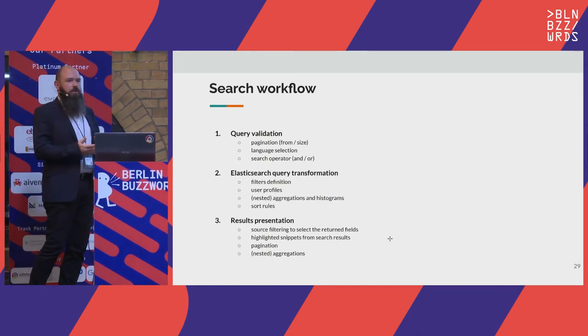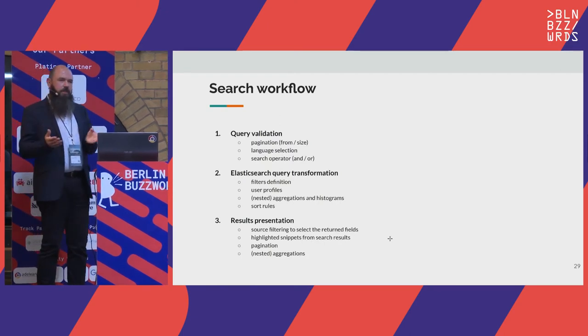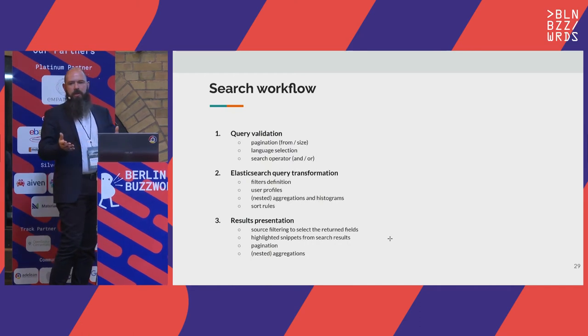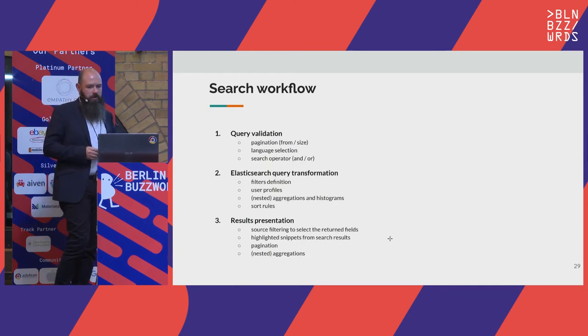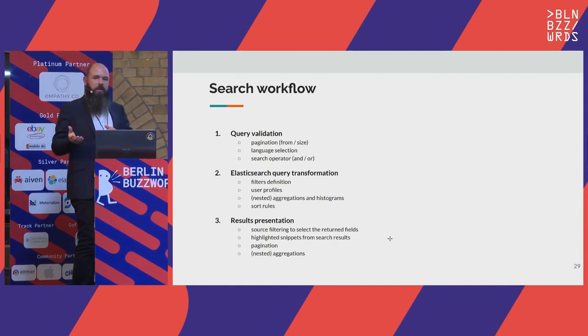And finally, it's also important to be able to do a presentation of the results, but in a very brief manner, trimming all the elements that are not really necessary and that can be defined at the application layer. So basically, the application can select parts of the documents that need to be shown in the application. We can also present highlight snippets, the pagination, and different ways of showing the aggregation, especially for the aggregation that can go in several layers of imbrication.